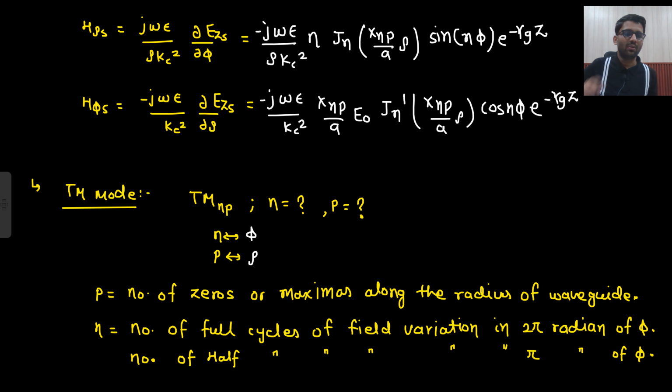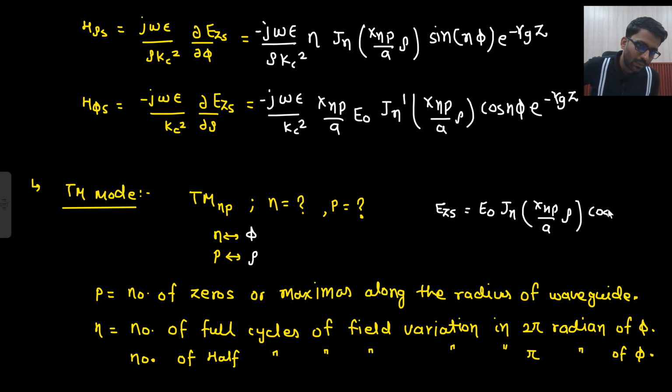Now let's understand about P. If I write down the EZ expression, what do I get? E naught Jn of x'np by a into rho, cos n phi, e to the power minus gamma g z. Let's focus on this part only, because we need to understand about P.